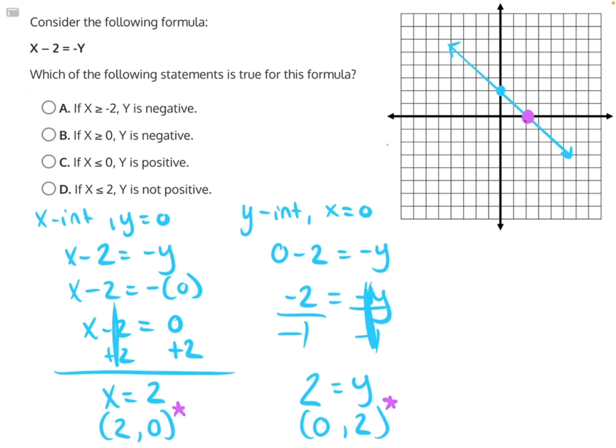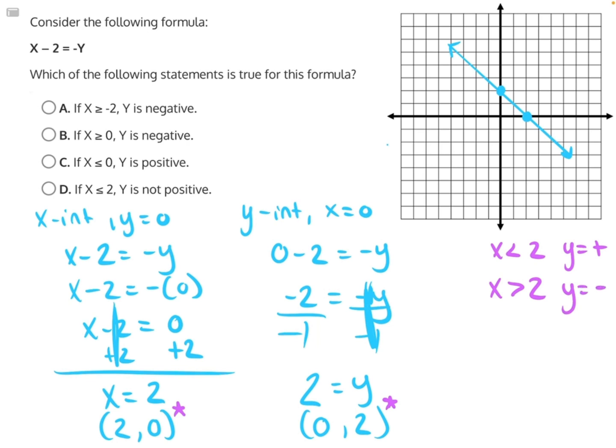If we look at our x-intercept, we can see that all of the values less than our x-intercept, so when x is less than 2, all of our y values were positive. They were above the x-axis. Then on the other side, all of our values that are greater than 2 have negative y values. When x is greater than 2, y is negative. So now let's take a look at our answer choices.